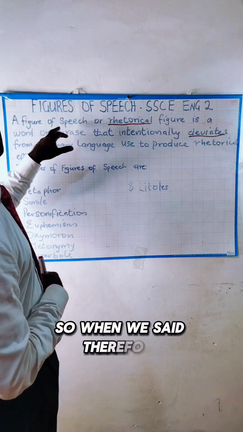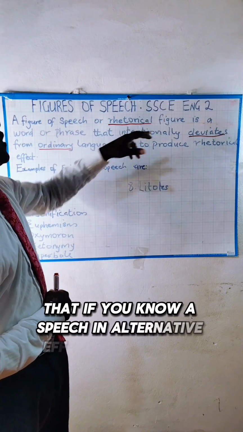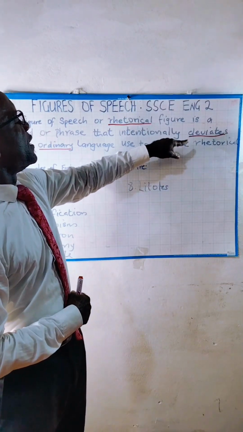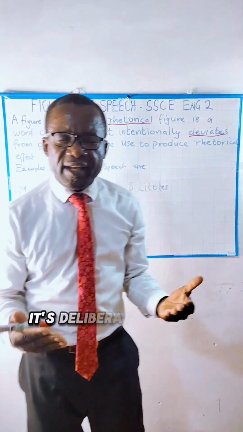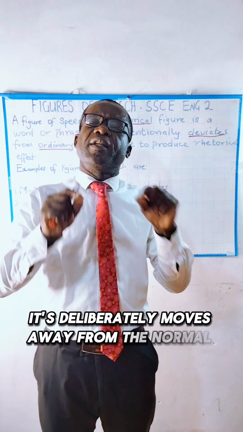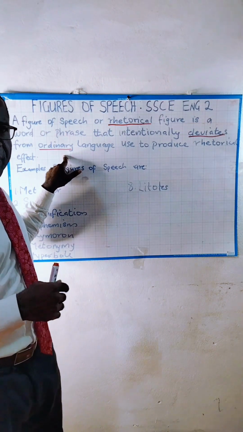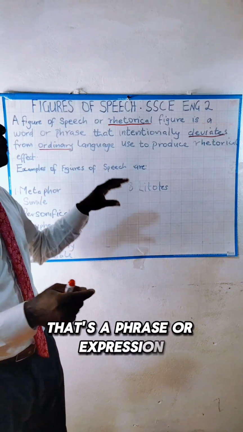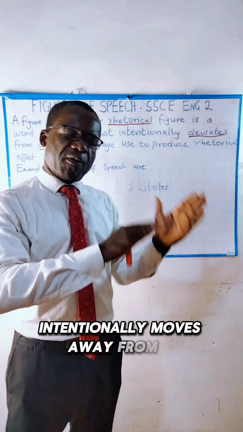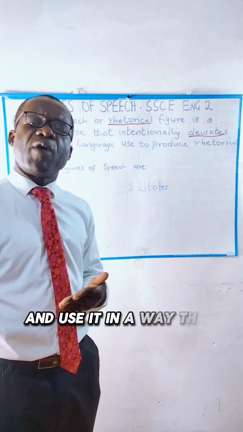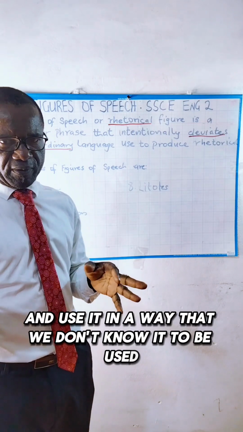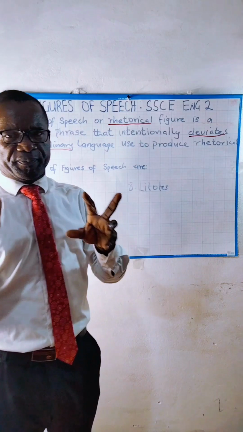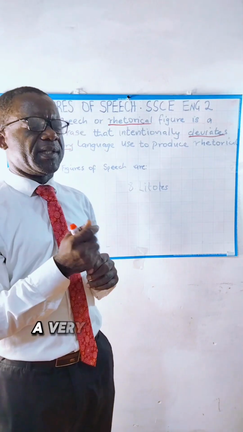So when we say therefore that a figure of speech or rhetorical device is a word or phrase that intentionally deviates, that is, it deliberately moves away from the normal ordinary language. What you know, that phrase or expression intentionally moves away from it and is used in a way that we don't know it to be used. So, when we have that, it is called what? Figure of speech.